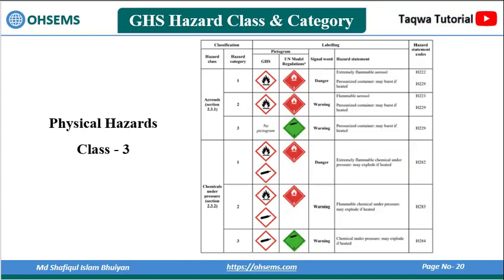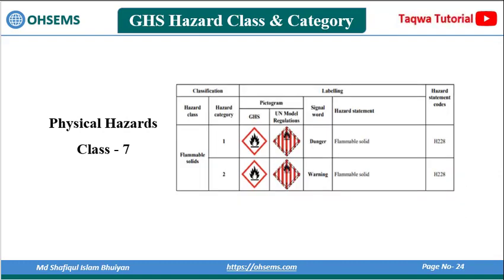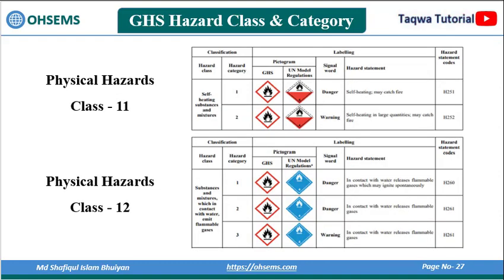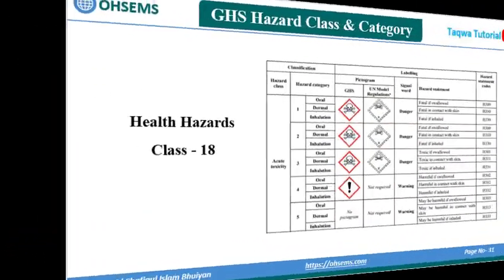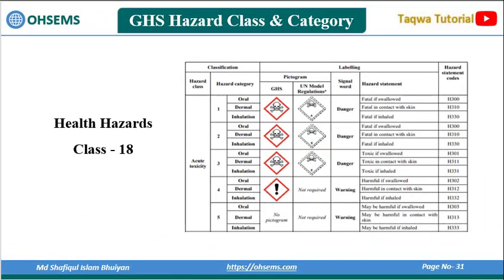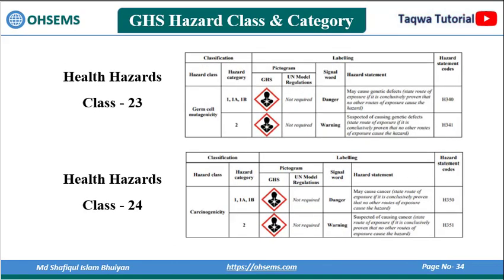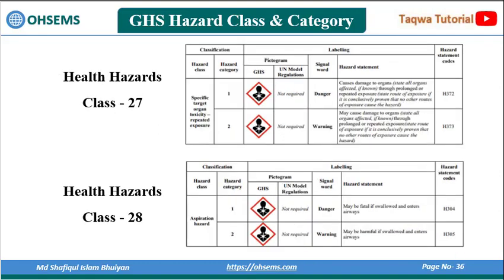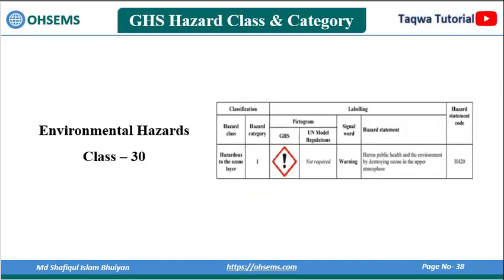Physical hazards, class 1, 2, 3, 4, 5, 6, 7, 8, 9, 10, 11, 12, 13, 14, 15, 16, 17. Health hazards, class 18, 19, 20, 21, 22, 23, 24, 25, 26, 27, 28. Environmental hazards, class 29A, 29B, 30.